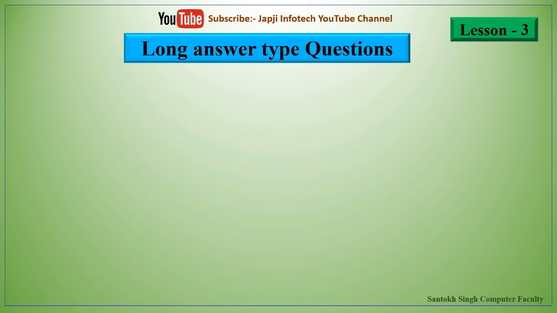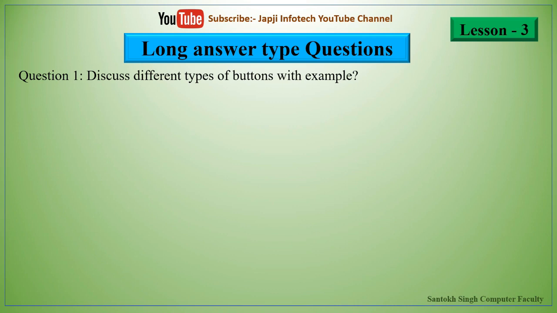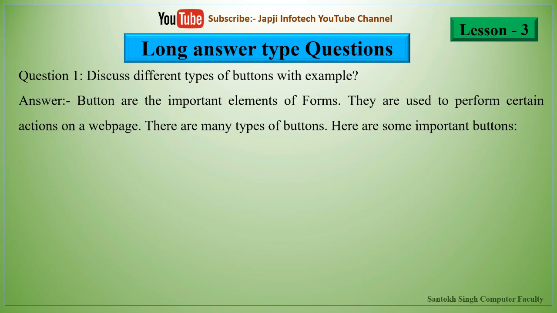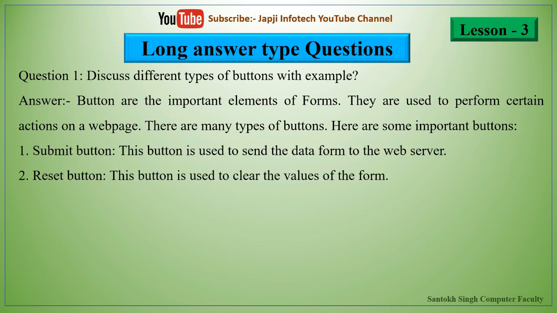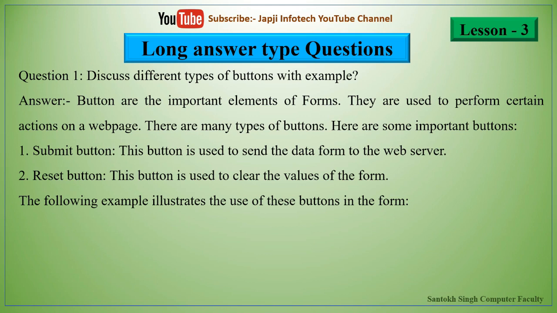So now we will learn about long answer type questions. Our first question is, discuss different type of button with example. So button are the important elements of form. They are used to perform certain action on a web page. There are many type of button. Here are some important button. First one is submit button. This button is used to send the data form to the web server. Second one is reset button. This button is used to clear the value of the form. The following example illustrates the use of this button in the form.